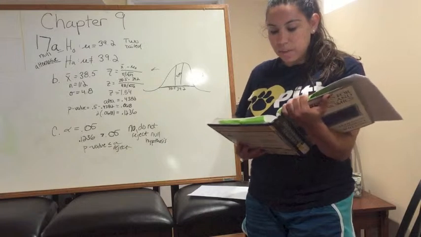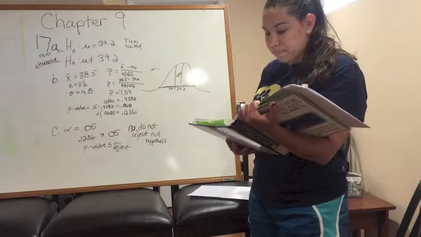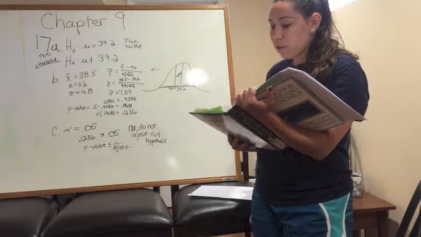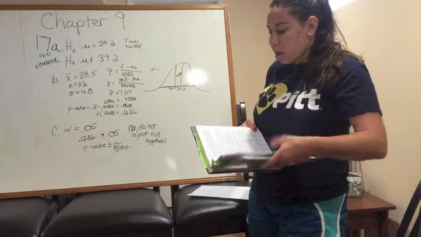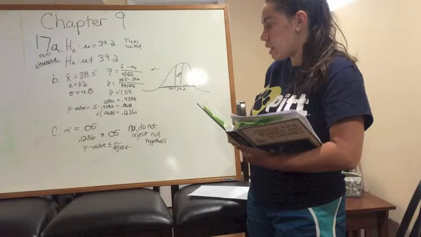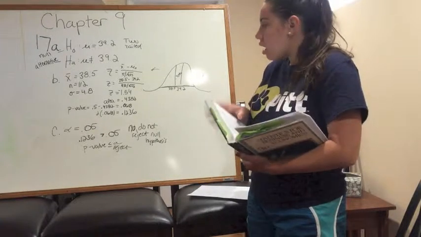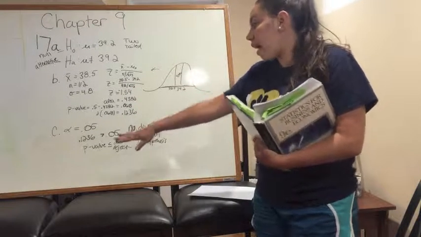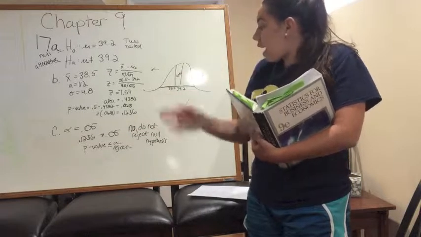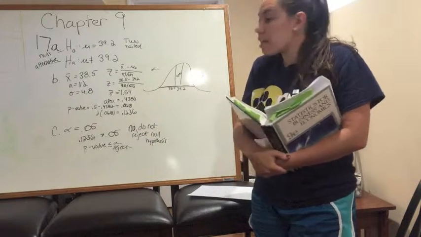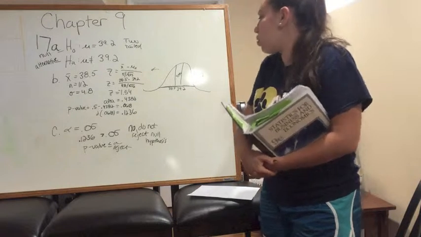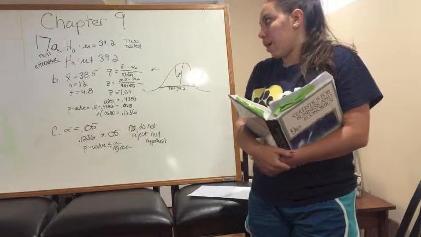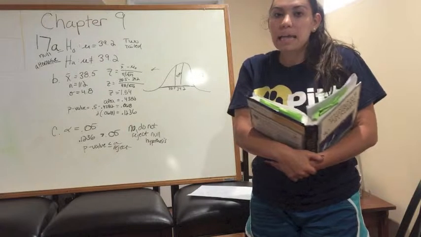For part C, it says, at A equals 0.05, can the null hypothesis be rejected? What is your conclusion? So for that final part, what we do is we use the rule: if the p-value is less than or equal to A, then it is rejected. In this case, our p-value is 0.1236, and that is greater than 0.05, so no, we will not reject the null hypothesis.